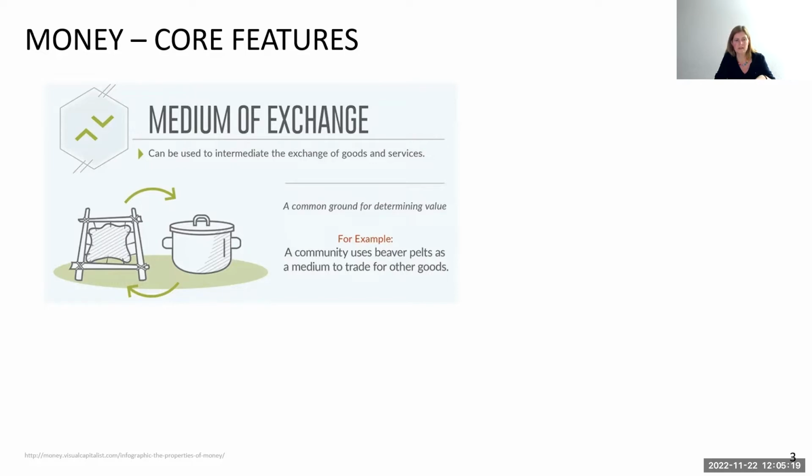So for instance, in this example, you can see a community who uses beaver pelts as a medium to trade for other goods. So if I have a pot of potatoes and I need milk, this is pretty handy because I don't have to look around for somebody who has milk and needs potatoes, but I can sell my potatoes to a third party, get the beaver pelts, and can then go to the third party who has milk and buy the milk by handing over the beaver pelts. So medium of exchange as the first requirement.